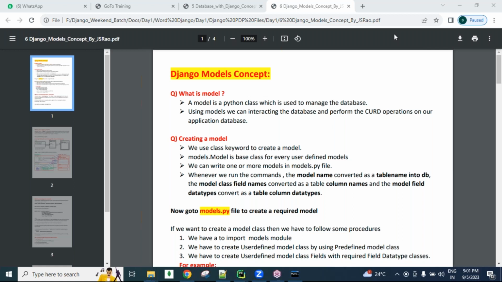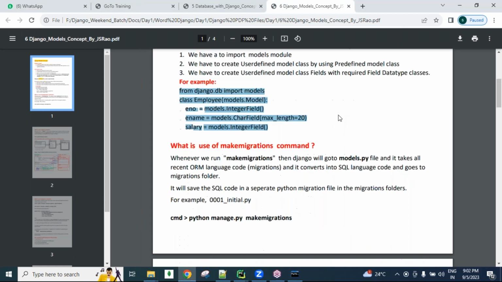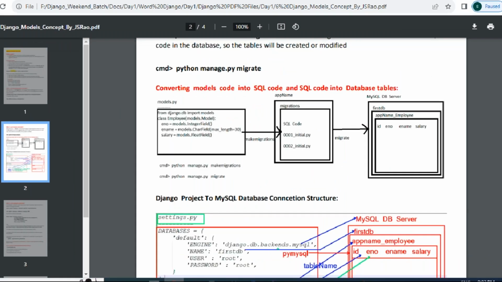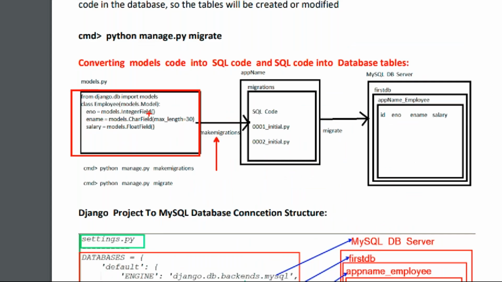What is the use of makemigrations? The makemigrations command takes the entire model code and converts it into SQL code format, in the format of whatever database we are using. Now see here, I have given a diagram for that. All this model code is converted into SQL code using the makemigrations command. This SQL code is available in the migration file, which is in the migrations folder available in the application.